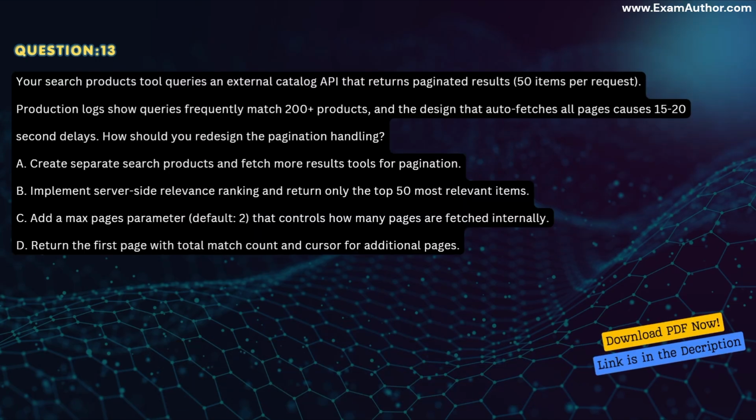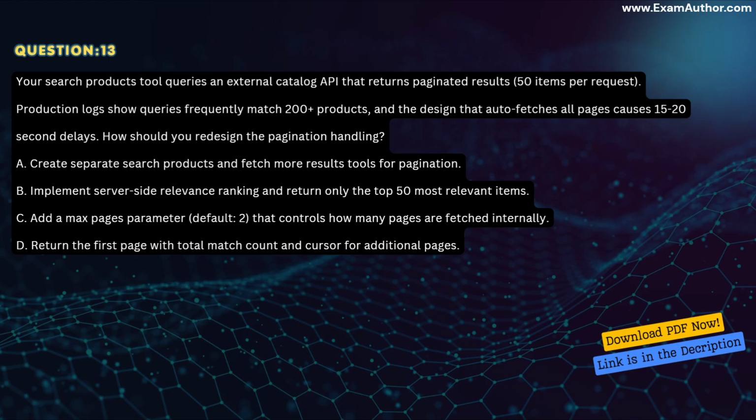Question 13. Your search products tool queries an external catalog API that returns paginated results, 50 items per request. Production logs show queries frequently match 200-plus products, and a design that auto-fetches all pages causes 15 to 20 second delays. How should you redesign the pagination handling?